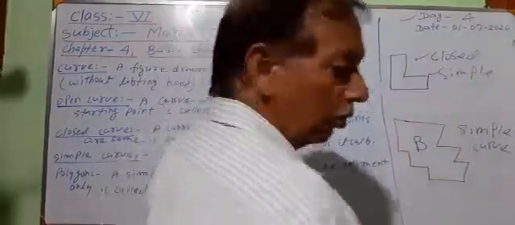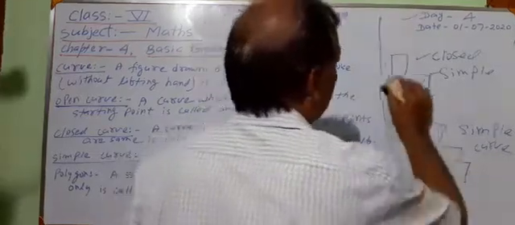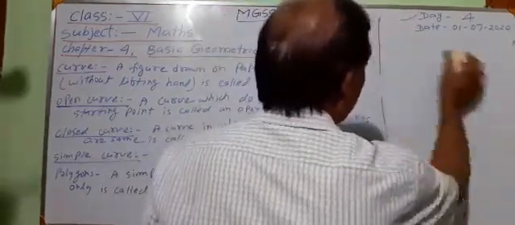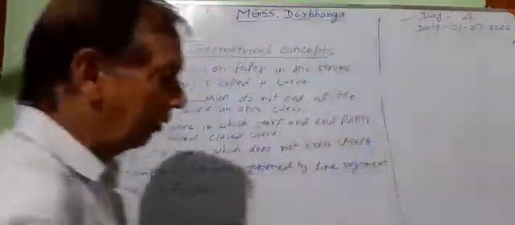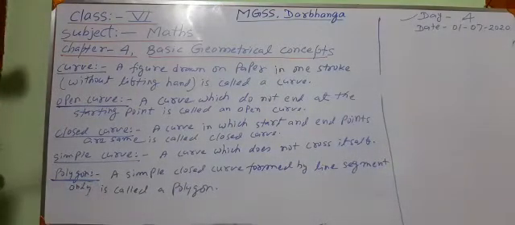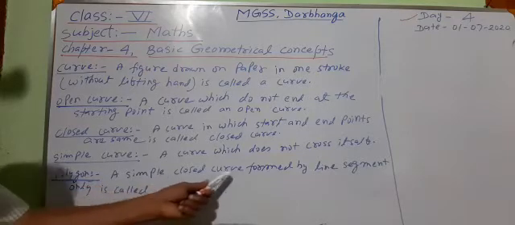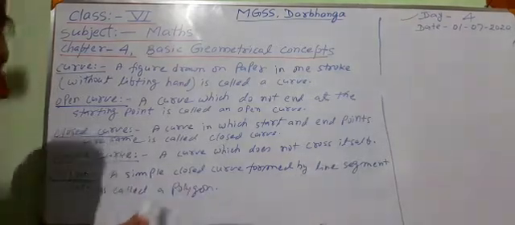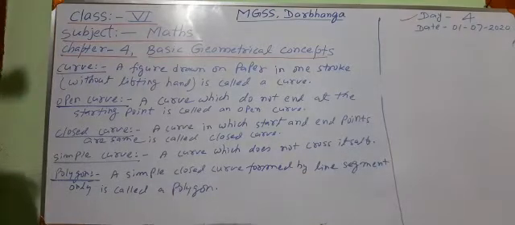Now come to the new topic, polygon. What is a polygon? Here our new topic is polygon. We have to read about polygon. First we see the definition. A simple closed curve formed by line segments only is called a polygon.